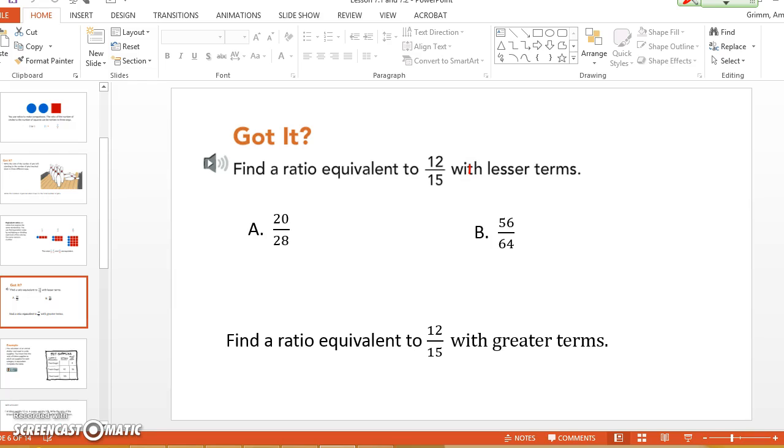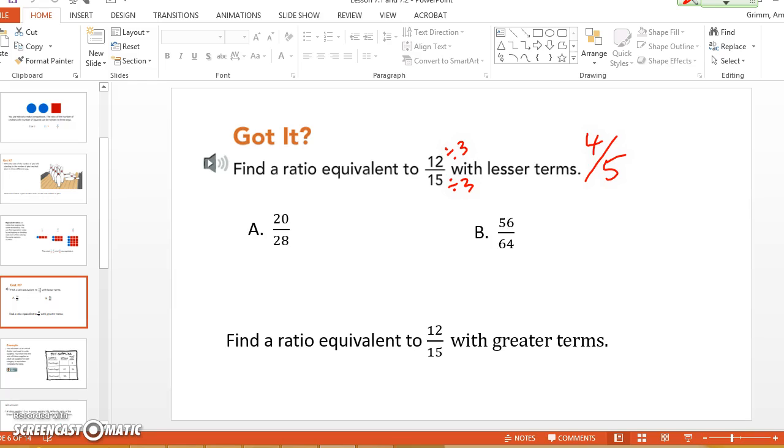Okay, so find a ratio equivalent to 12/15 with lesser terms. Somebody tell me one. Lesser terms. 3 to 5. 3 to 5? 3/5? Do you guys agree? Yeah, they just divide both of these by... No, that's wrong. Try again. Divide both by 3, right? So this would be 4/5.